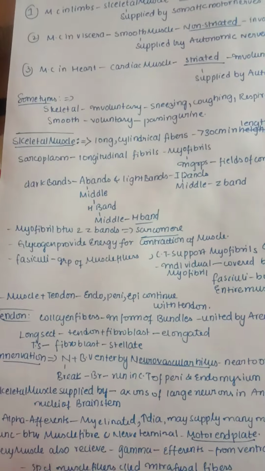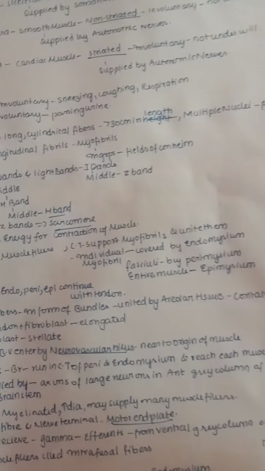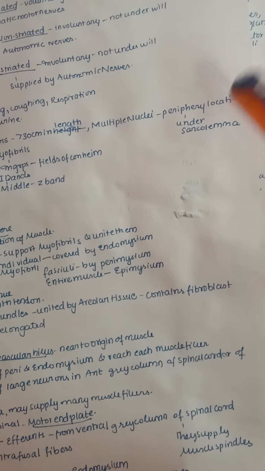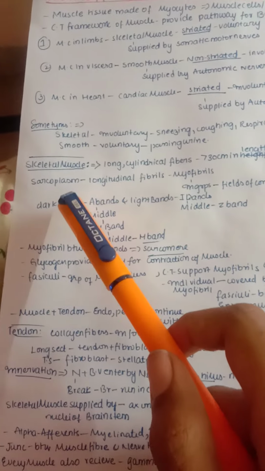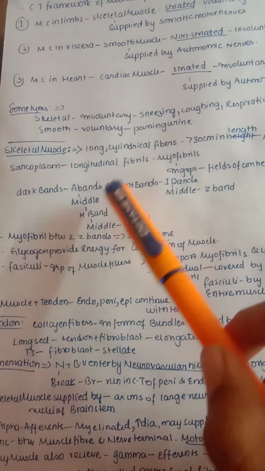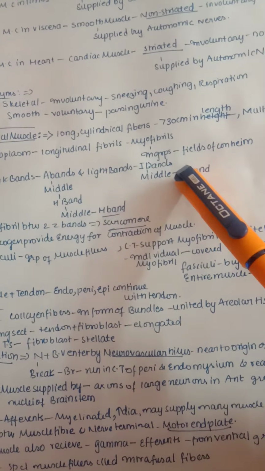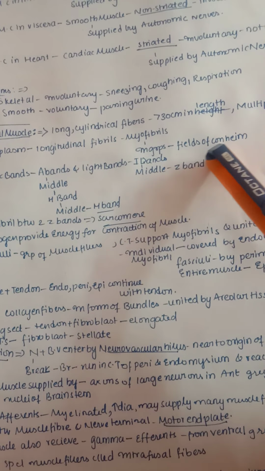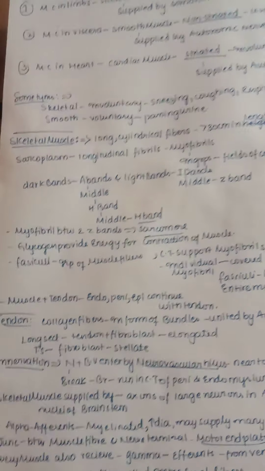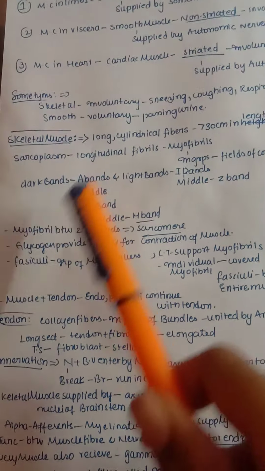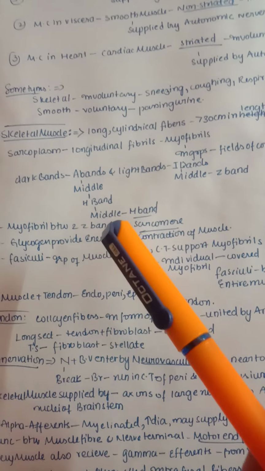So skeletal muscles are long cylindrical fibers having greater than 30 cm in length, and they are having multiple nuclei, and they are peripherally located under the sarcolemma, that is nothing but the plasma membrane. So the sarcoplasm is nothing but cytoplasm having the longitudinal fibrils known as myofibrils. So the myofibrils are present in groups and they are known as fields of Cohnheim. And our skeletal fiber myofibrils have dark bands and light bands. So the dark bands are the A bands and the light bands are the I bands.